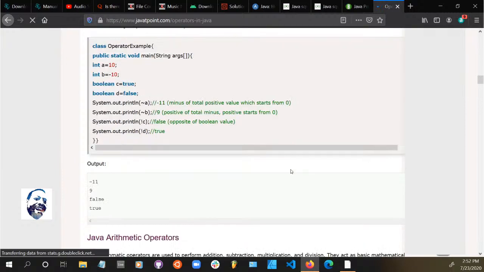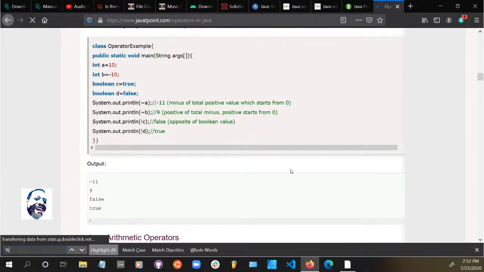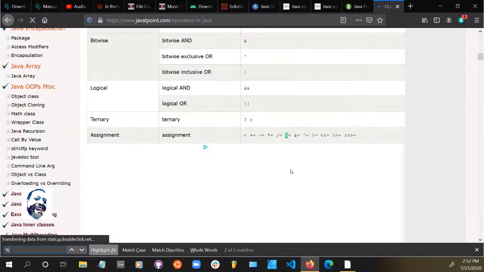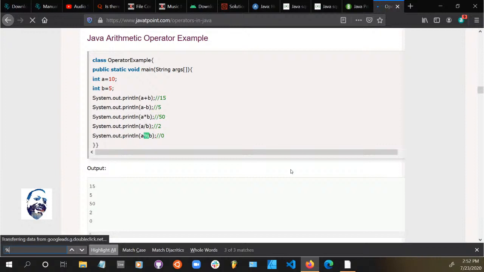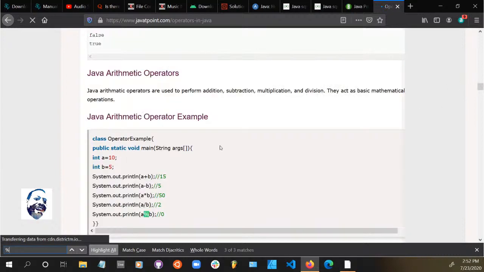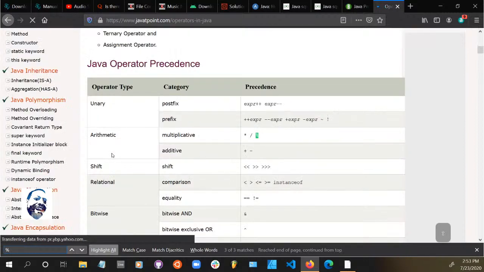Okay, let's just do this. Type in the percentage sign. Okay, are they gonna explain what that means? A plus, okay. Just this bullshit, Nick.